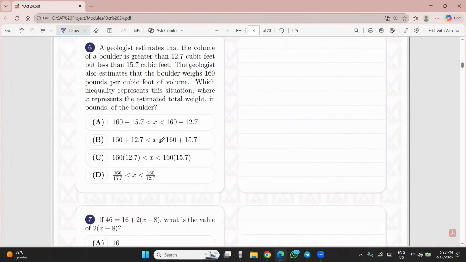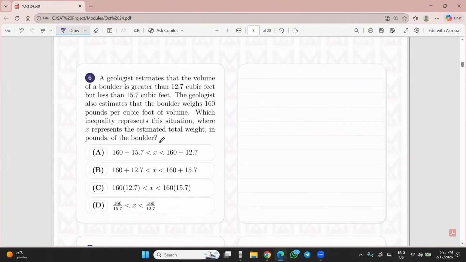Then question number 6. A geologist estimates that the volume of a boulder is greater than 12.7 cubic feet but less than 15.7 cubic feet, which means the answer is between these two values. But the geologist also estimates that the boulder weighs, so now we are talking about the weight, 160 pounds per cubic foot of volume, which means 160 pounds for each cubic foot. And the cubic feet are given here. And the word each, or the word per, means you have to multiply.